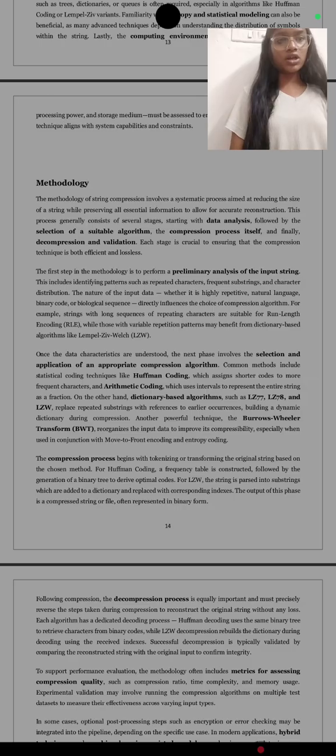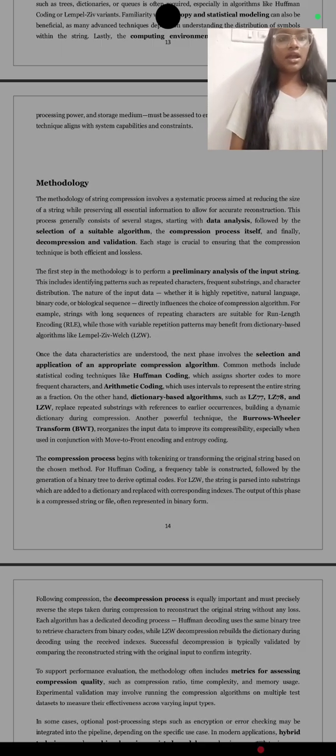The first step in the methodology is to perform a preliminary analysis of the input string. This includes identifying patterns such as repeated characters, frequent substrings, and character distribution. The nature of the input data, whether it is highly repetitive, natural language, binary code, or a biological sequence, directly influences the choice of compression algorithm. For example, strings with long sequences of repeating characters are suitable for run-length encoding (RLE), whereas variable repetition patterns may benefit from dictionary-based algorithms like Lempel-Ziv-Welch (LZW).